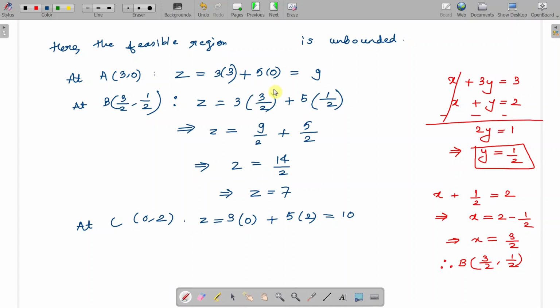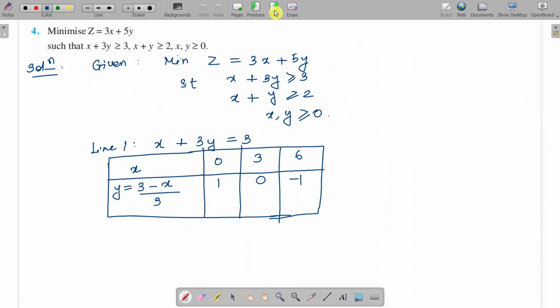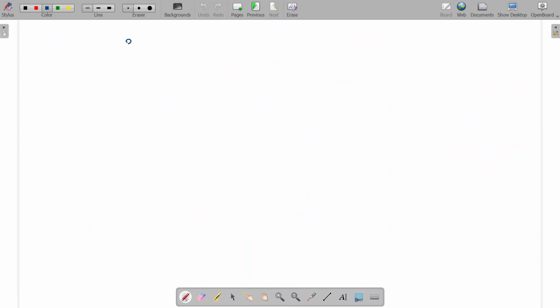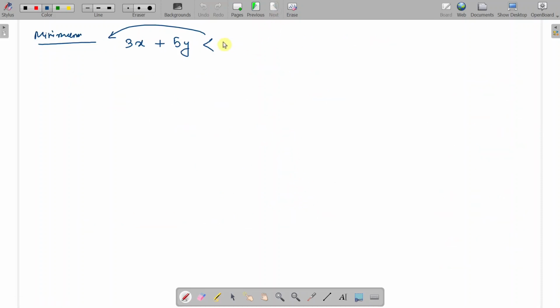Okay, so now what is the minimum of the objective function from this? It is 7, right? So now what we have to do is this, we have to take the objective function's LHS, that is 3x plus 5y. Okay, and since we have to find the minimum, what we have to take is less than. Since it is minimum, we have to take less than, and we have to take the minimum value of the objective function, that is 7.